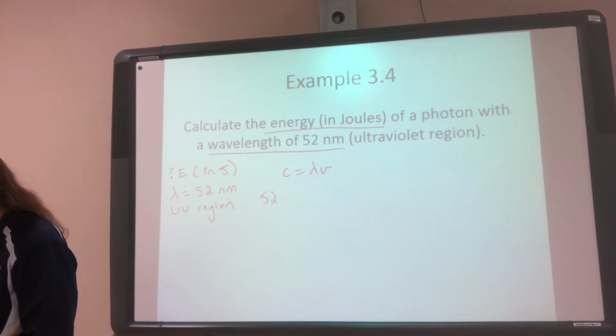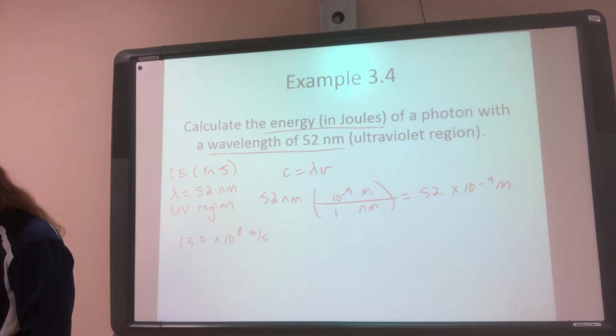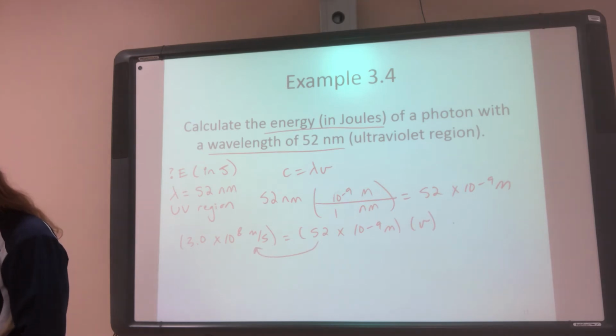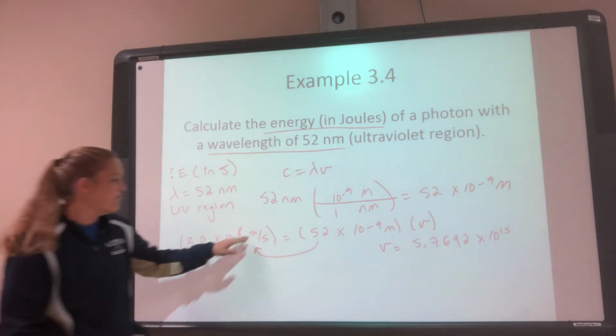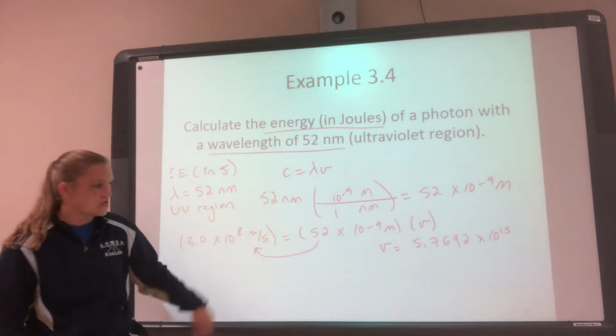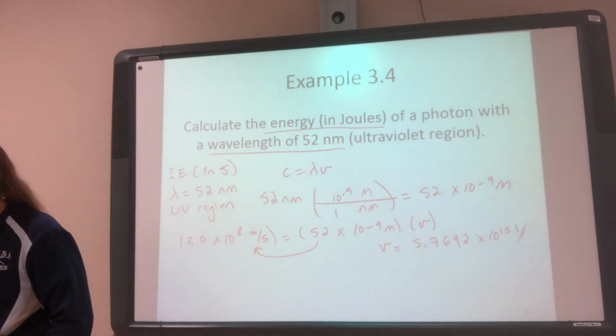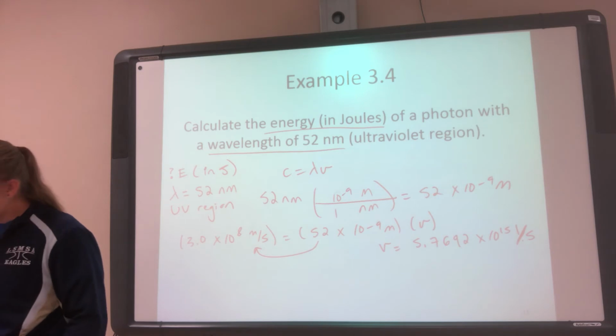Okay, so let's just try that. Same thing here that we did before. I have to convert my nanometers to meters because it has to match the c. So c is 3 times 10 to the 8th meters per second. My wavelength is 52 times 10 to the negative 9 meters. Divide that over, and I get that my frequency is 5.7692 times 10 to the 15, and if this is a meter divided by a meter, they're going to cancel, so just 1 over a second. Alright, so we found our frequency now.